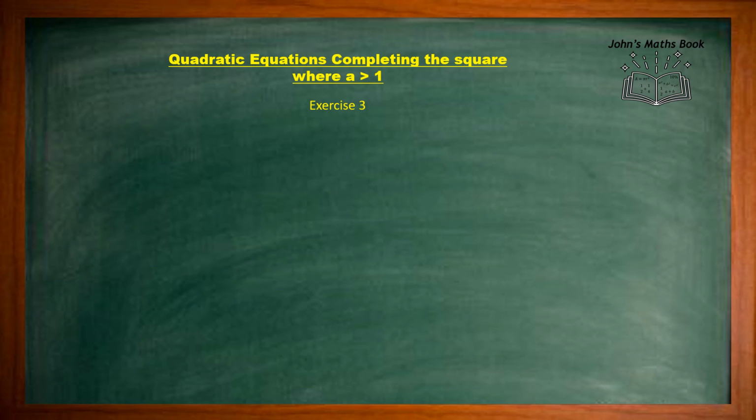So for exercise 3, let's work out the roots of 5x squared minus 4x minus 2 equals 0. Pause the video now and see if you can work out the correct answer. Hopefully you got the answer, so let's work through it.